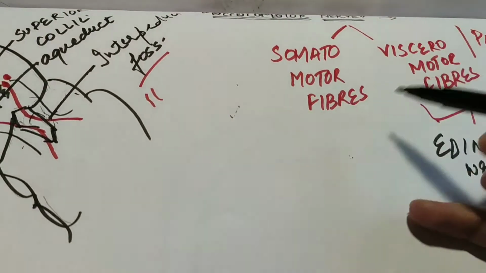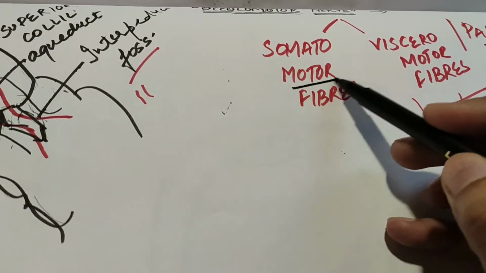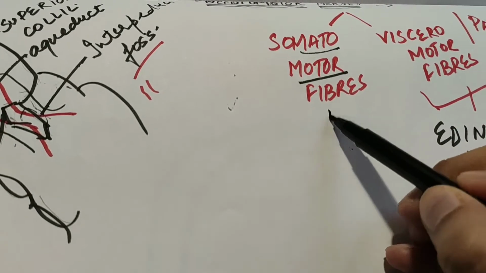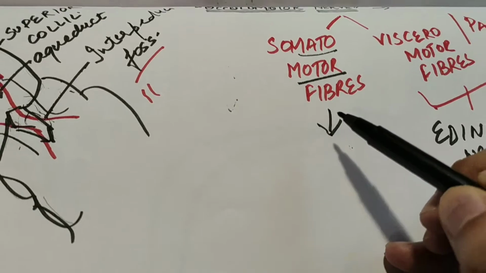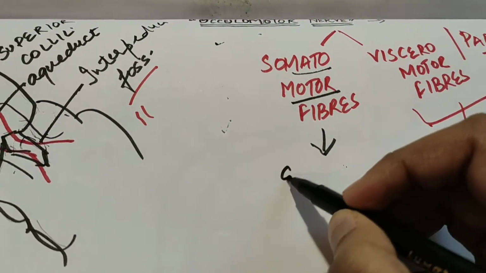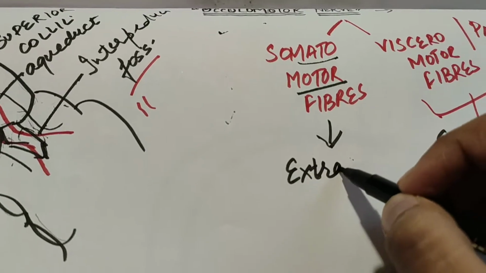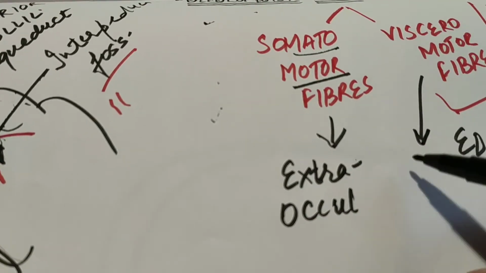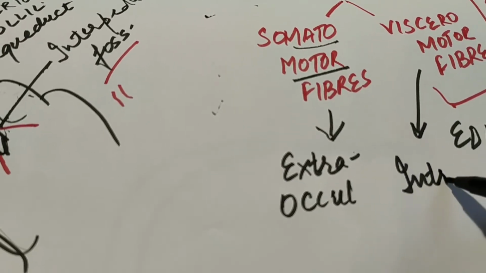Now the somatomotor fibers, as you can see, are motor, somatomotor. So these supply the oculomotor. Oculo means eye, so it will supply the extraocular muscles of the eye. And the visceromotor supplies the intraocular muscles.